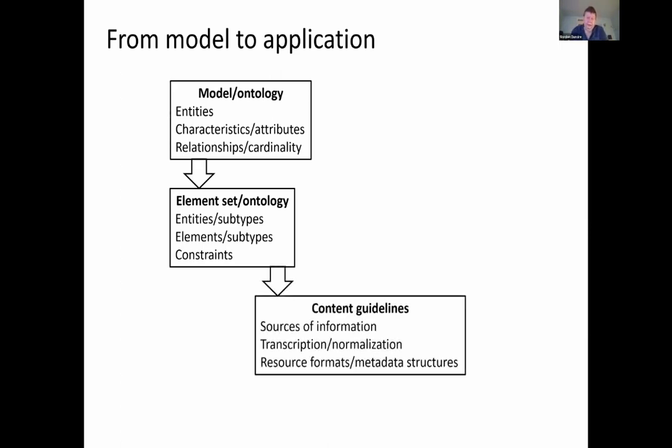We can then move on to tackle the second component of the ecosystem, the content guidelines. They will typically cover sources of information, how to actually transcribe or normalize values, and they will often have specific guidelines for specific types of content based on resource format, or indeed the structure of the metadata that's coming from the element set. So there is a dependency here between the content guidelines and the element set itself.